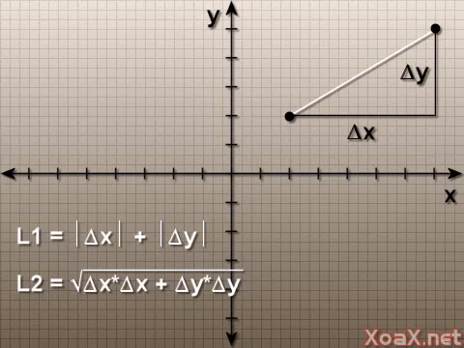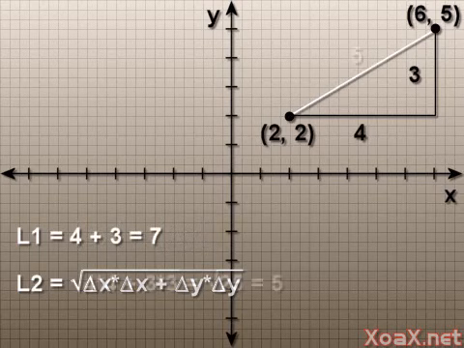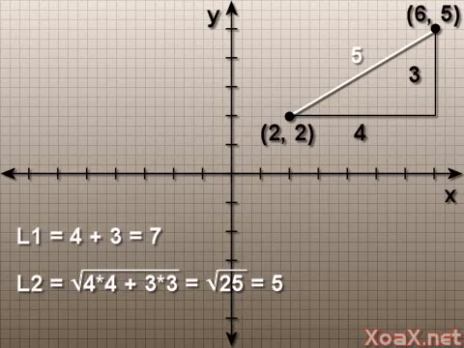In the example that we show here, the points are 6, 5, and 2, 2, so that delta x is 4 and delta y is 3. Calculating the L1 distance, we get 4 plus 3 equals 7. The L2 distance is the square root of 4 times 4 plus 3 times 3, which is 5.